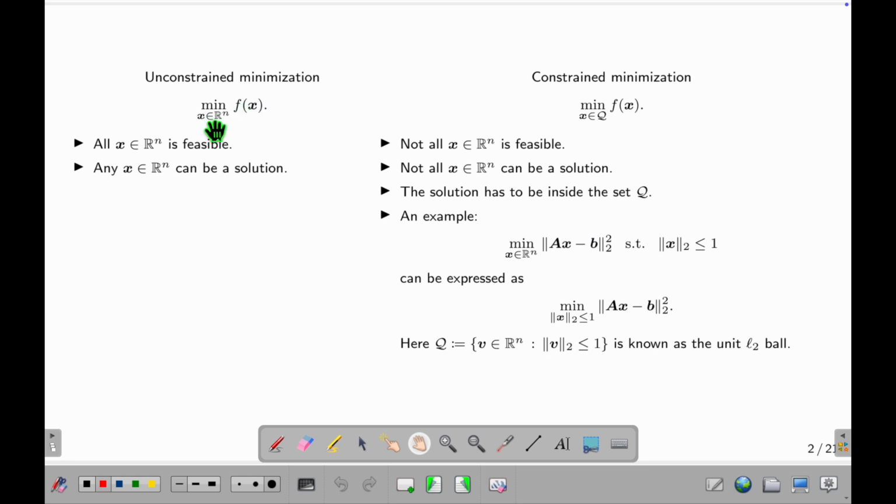Unconstrained means any x is okay. Constrained means x has to be inside a set Q or set C. This is an example: minimize least squares subject to x cannot be too large, or one norm cannot be too large, or two norm cannot be too large.